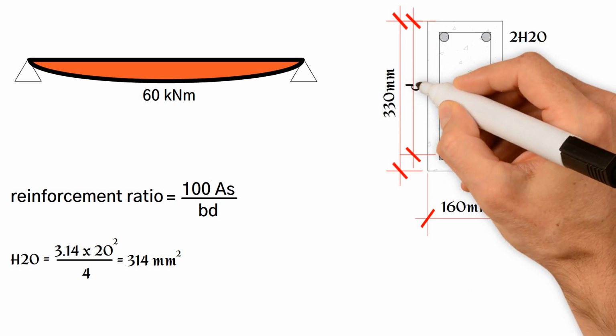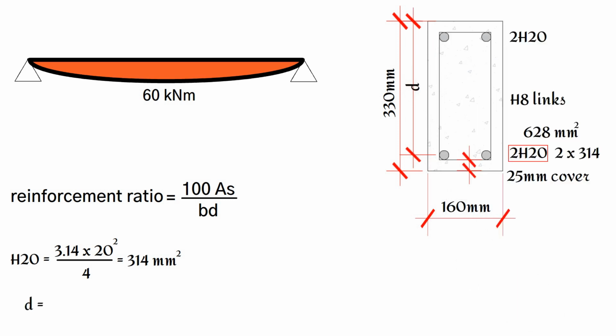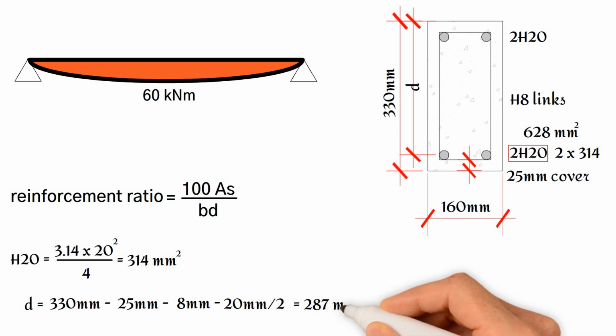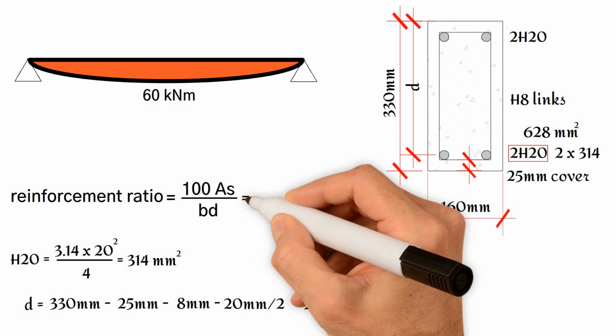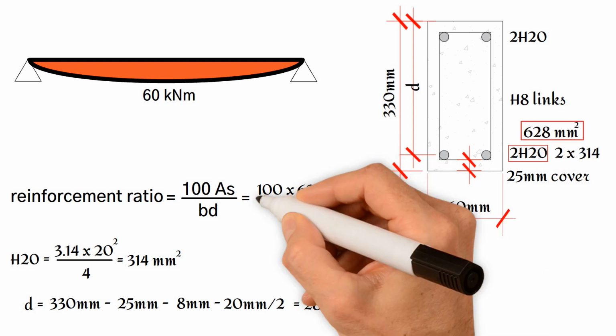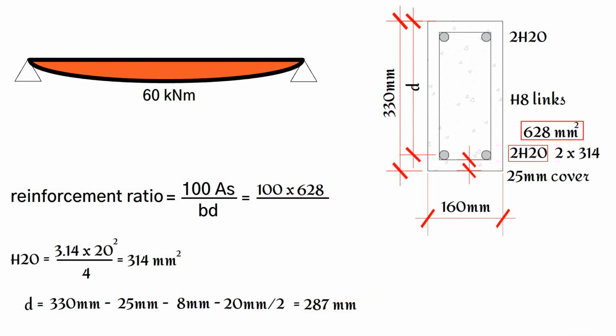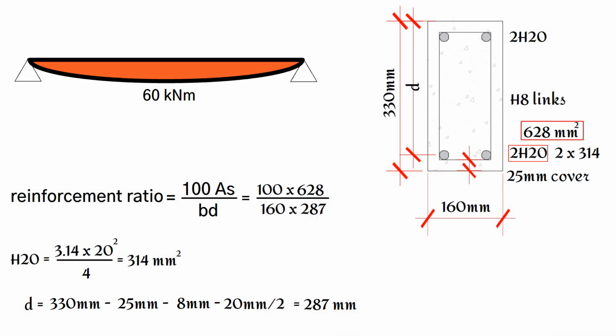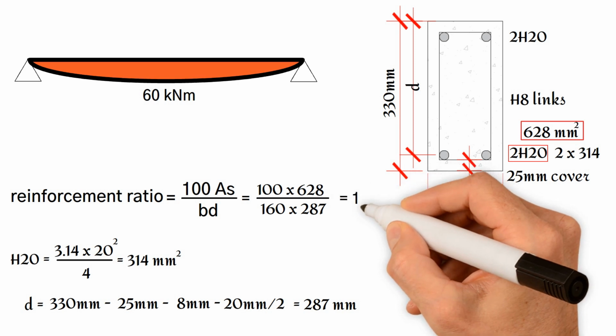The effective depth, d, is equal to the depth of the beam, 330 mm, minus the cover, 25 mm, minus the link size, 8 mm, minus half of the bar size, 20 mm, divided by 2. This results in a value of 287 mm. We should now be able to calculate the reinforcement ratio, which is equal to 100 times the total area provided, divided by the effective area of the section, which is 160 mm times 287 mm. This gives us a value of 1.4%.